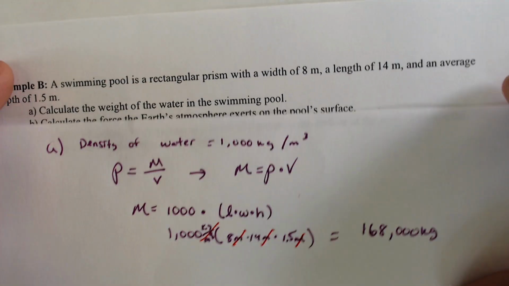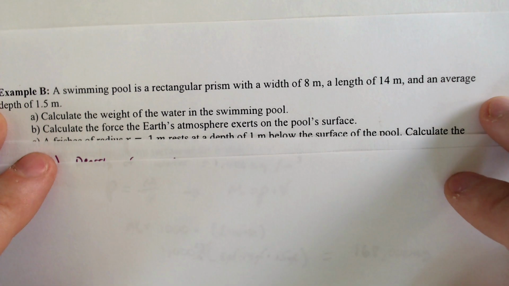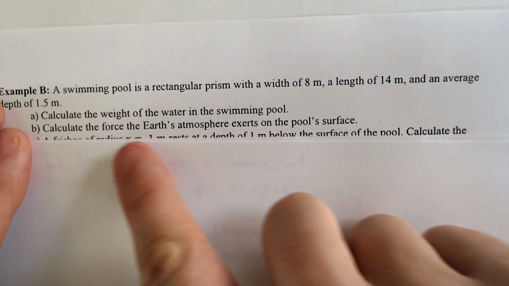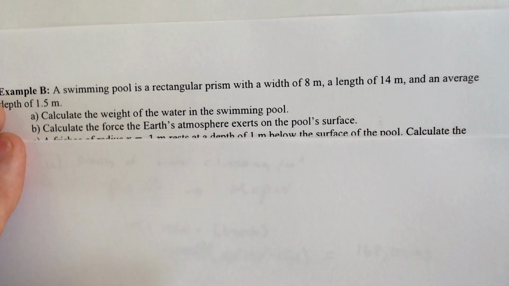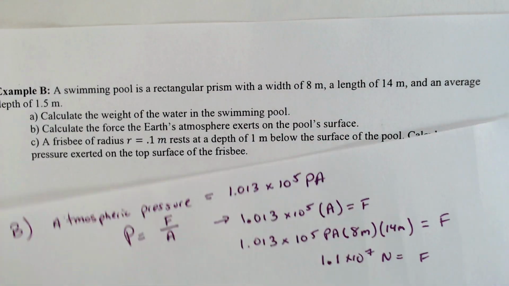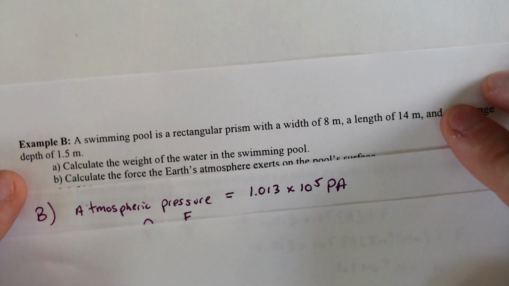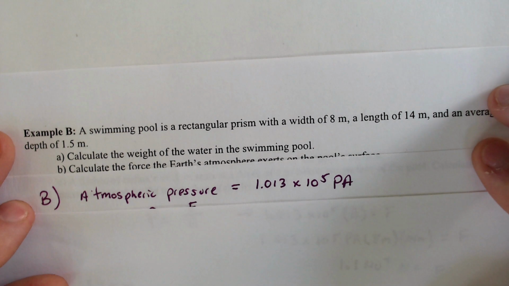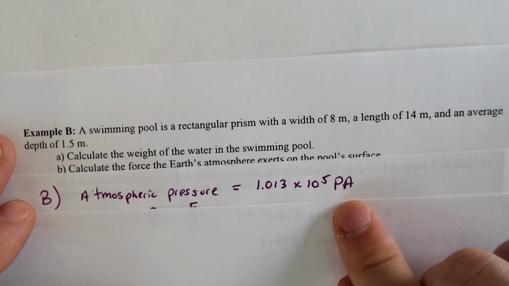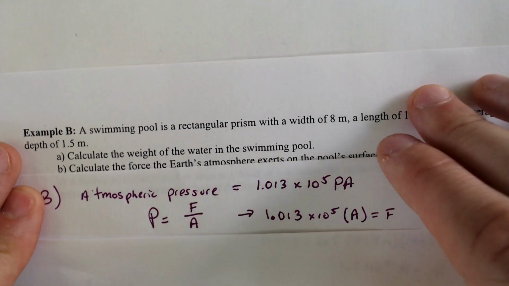All right, part B. Calculate the force of the Earth's atmosphere as it exerts on the pool's surface. We're only concerned about the pool's surface, so we're only concerned about the top of the pool here. So let's go into part B. Atmospheric pressure in general for the Earth at sea level is 1.013 times 10 to the 5th pascals. And pressure is what we're dealing with this time.